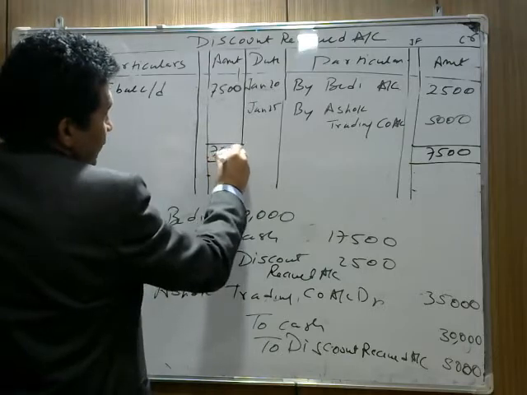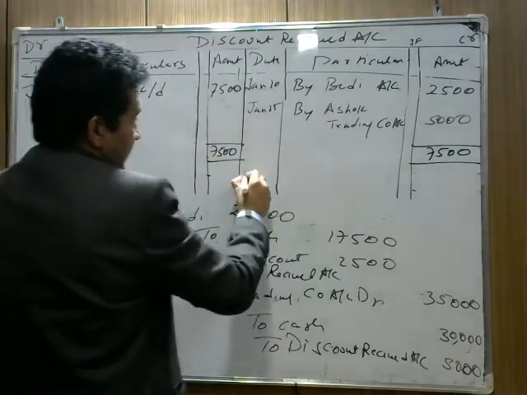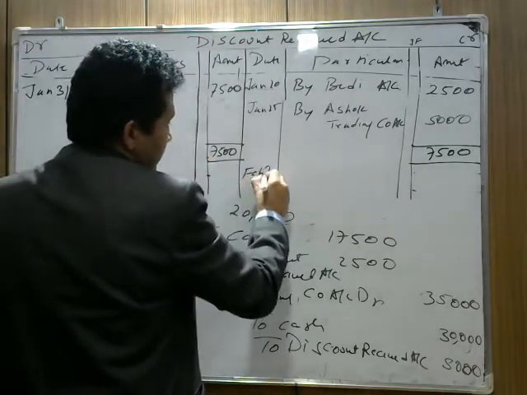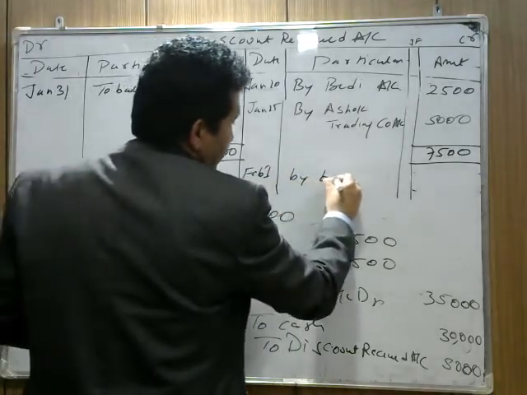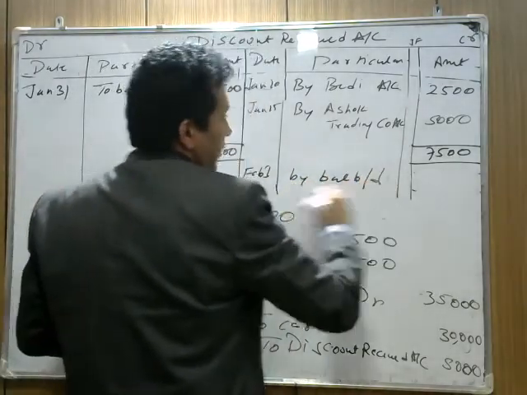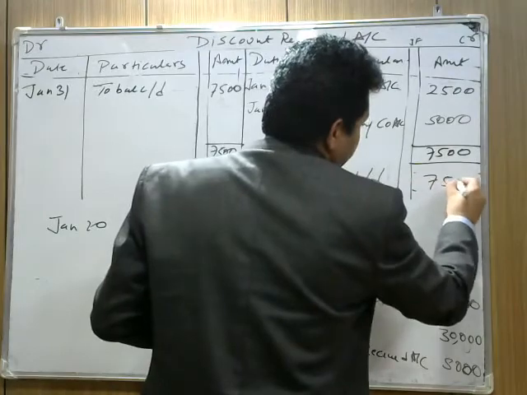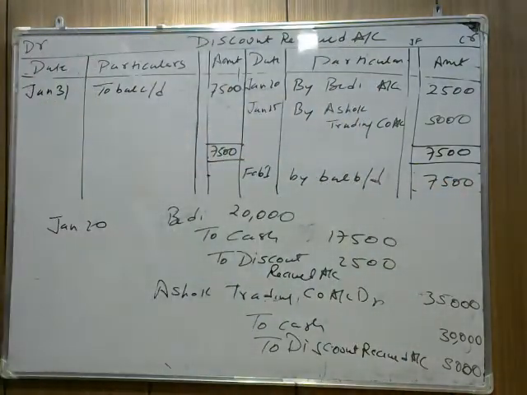And what is the closing for last year or last month? It is the opening for next month. We write Feb 1st by balance brought down and amount rupees 7,500. Okay, this is a term which we will do with the discount receipt. I hope it's clear how we prepare discount receive account.